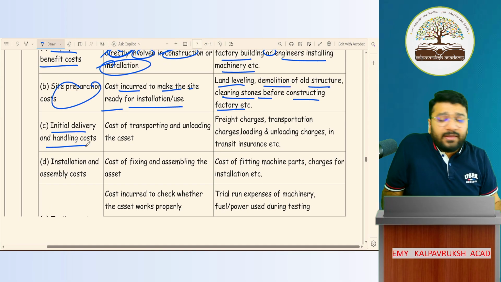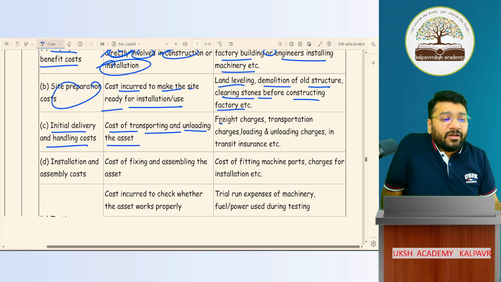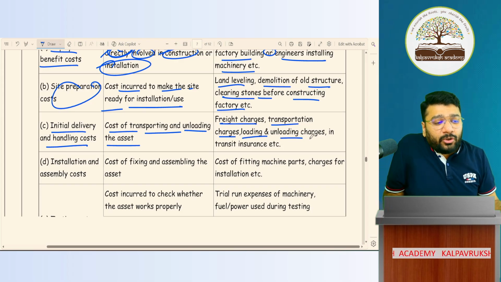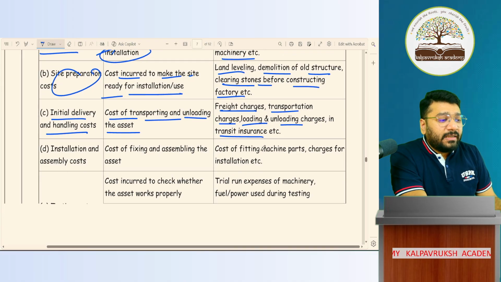Next is initial delivery and handling cost. Cost of transportation, loading, unloading. All those things related to bringing it are called initial delivery and handling cost. Freight charges, transportation charges, loading, unloading charges, transit insurance. All these are part of initial handling and delivery cost.